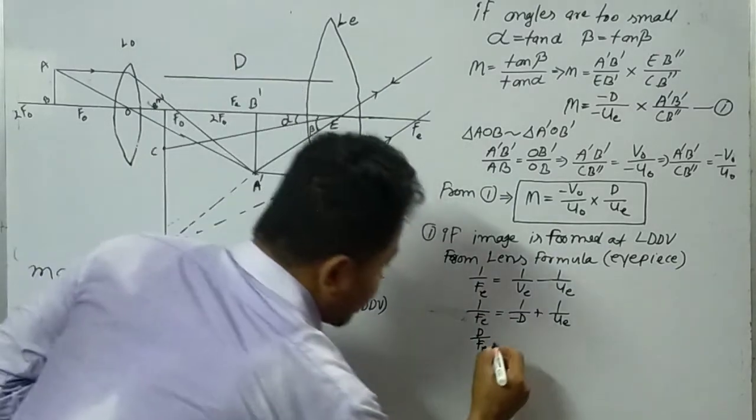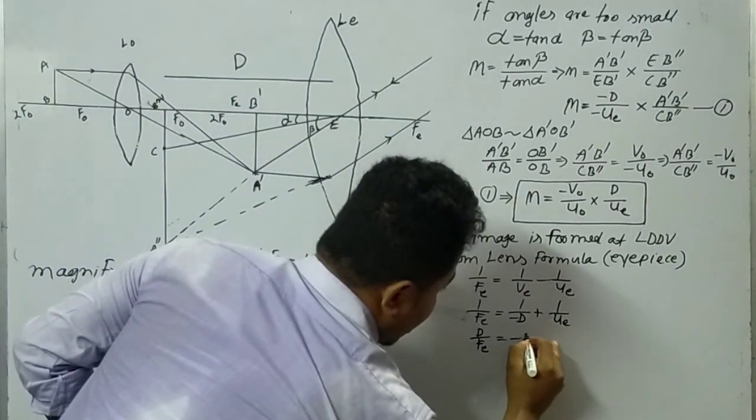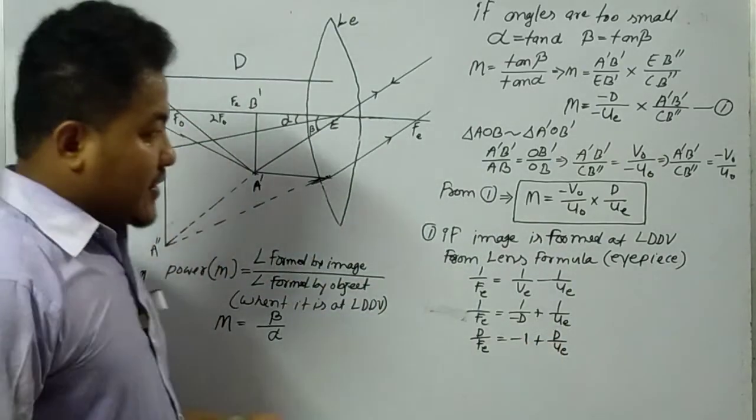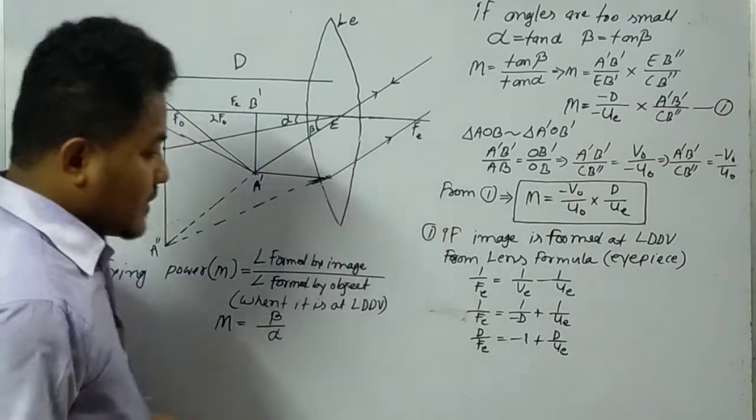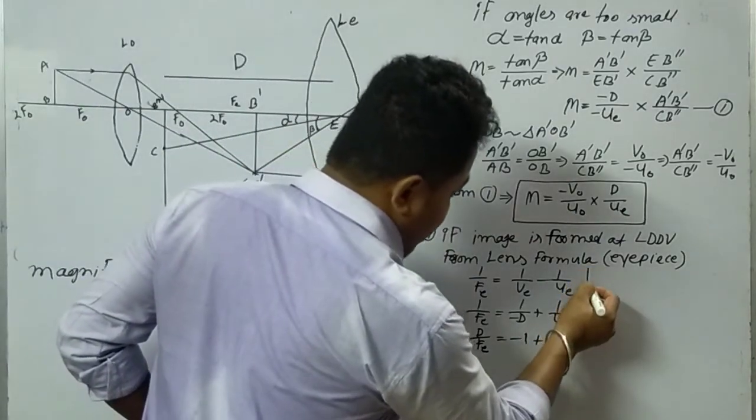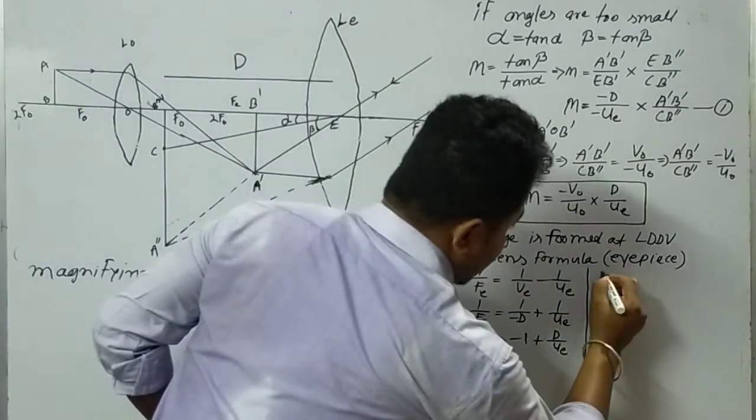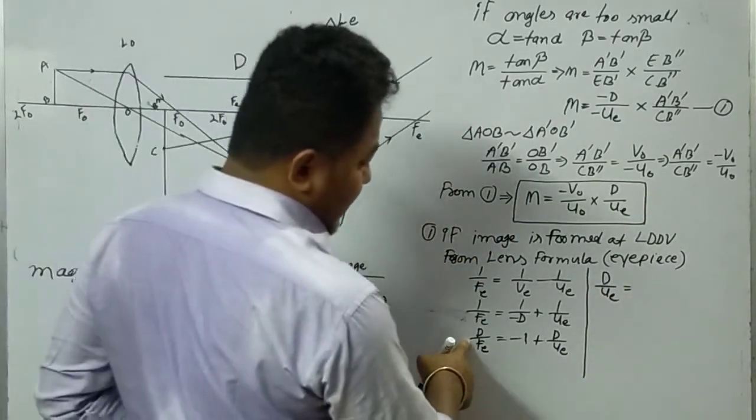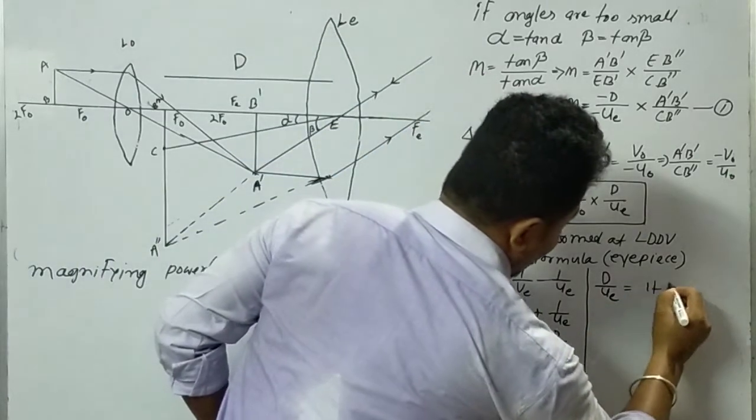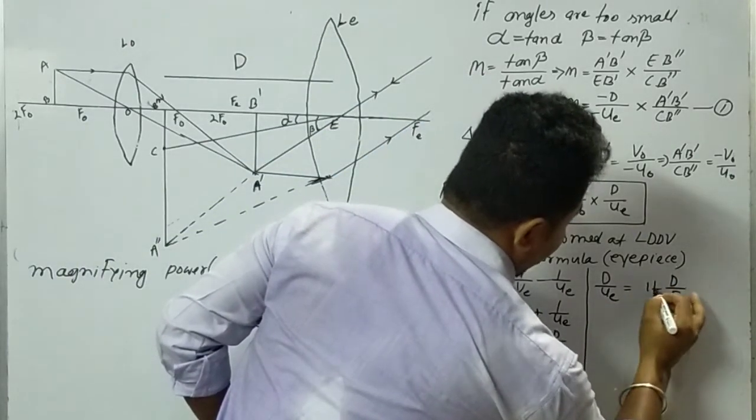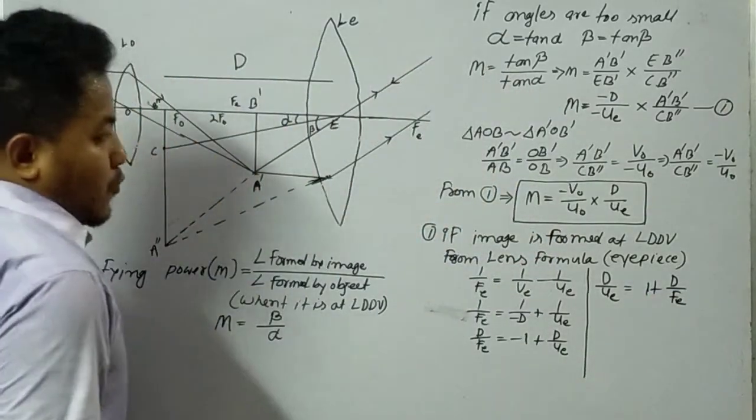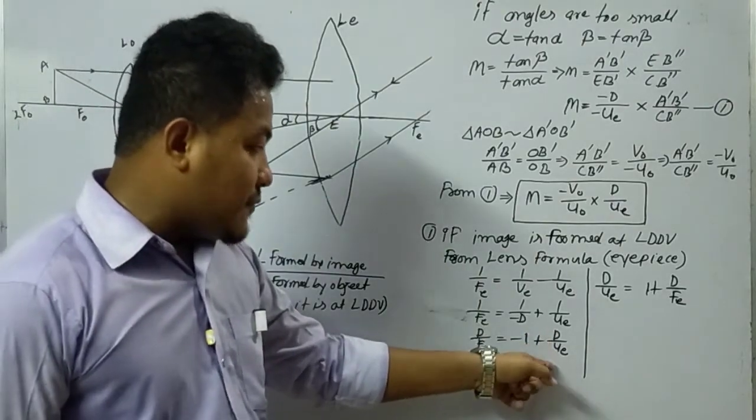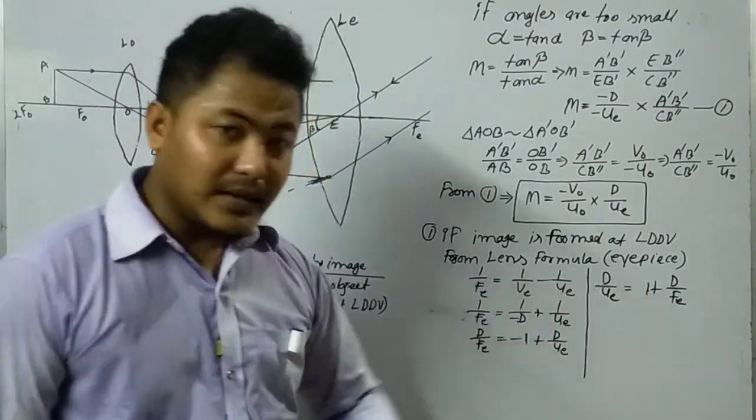d/Fe is equal to -1 plus d/ue. Simply, I have multiplied by d. So once I multiplied by d, what do I find? That d/ue is equal to 1 plus d/Fe. This is the d/ue value we have got. If I find d/ue here, this is 1 plus d/Fe.